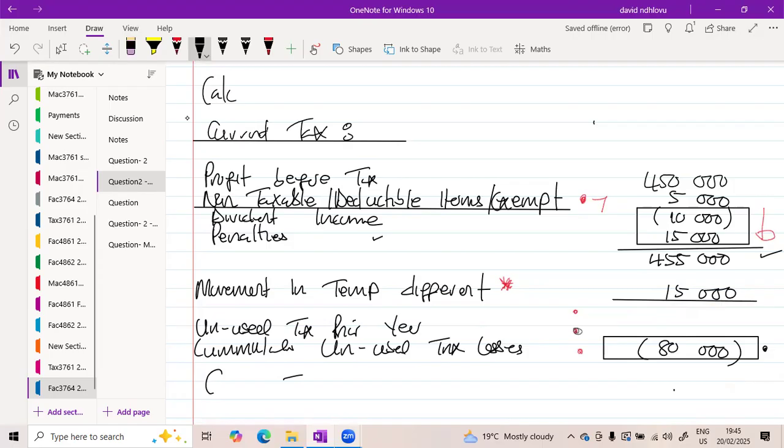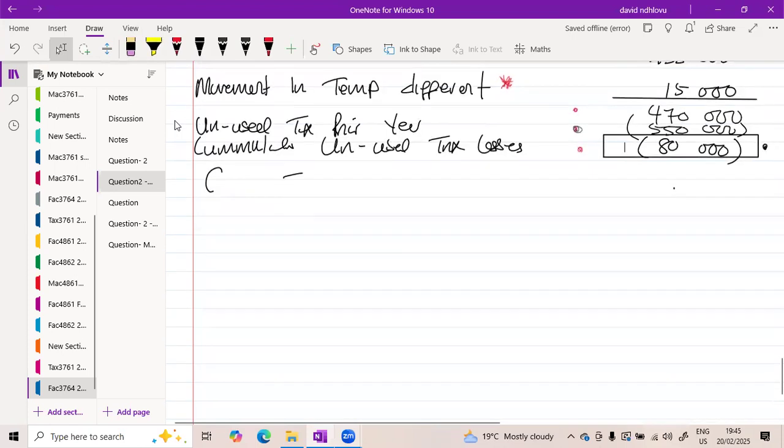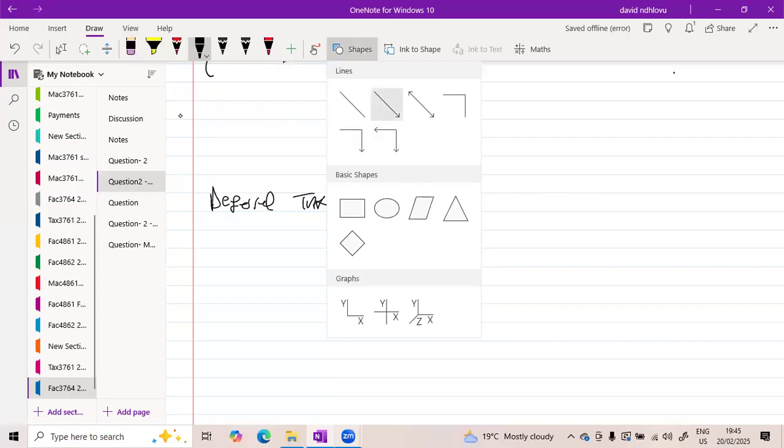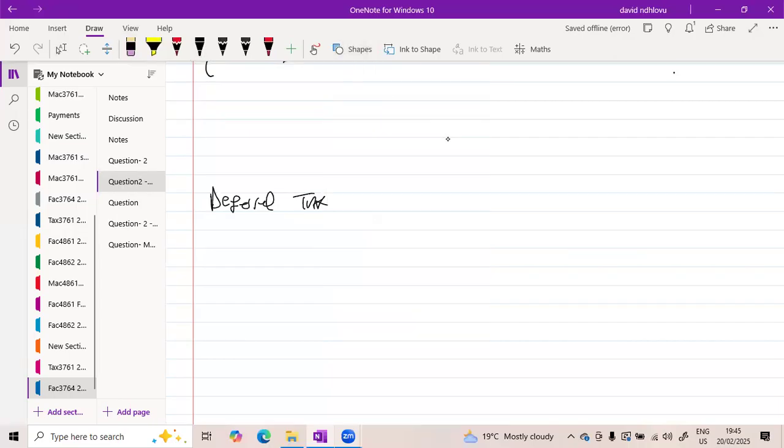I'm just removing the yellow markings. Unused tax loss, it was 550,000. So we're sitting on that. Now let's go to the deferred tax calculation.